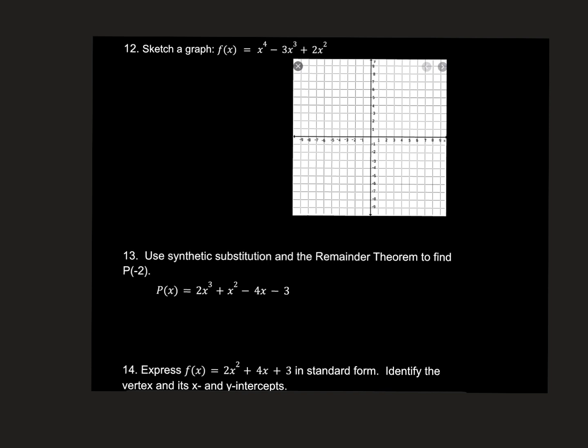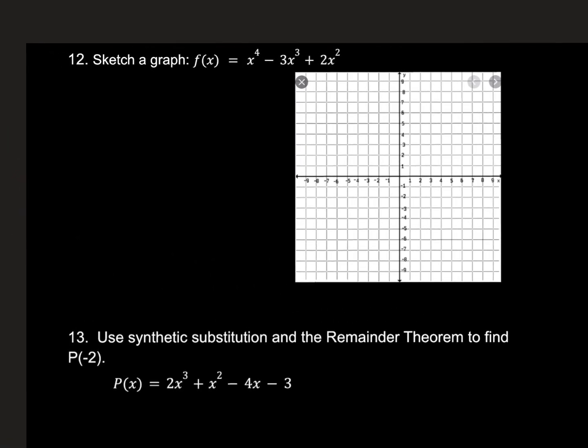Number 12, sketch that graph. This looks a lot like the one that was on last week's test. Got to factor. You got to prove where your zeros are. Don't forget to do this. Show your factors. You must show your factors to get this one right. So please make sure you do that.